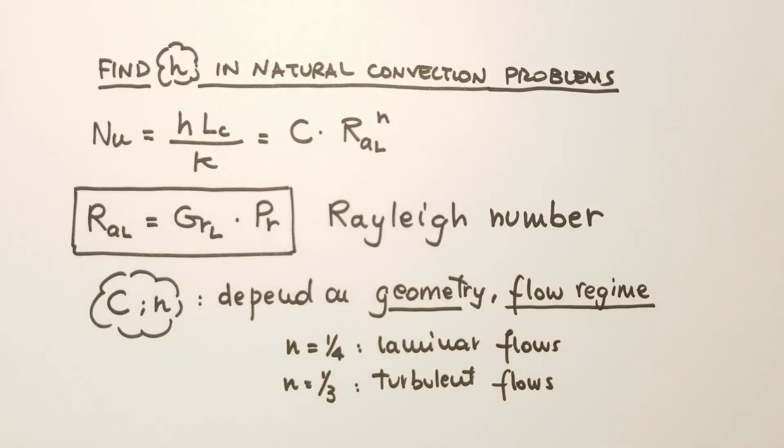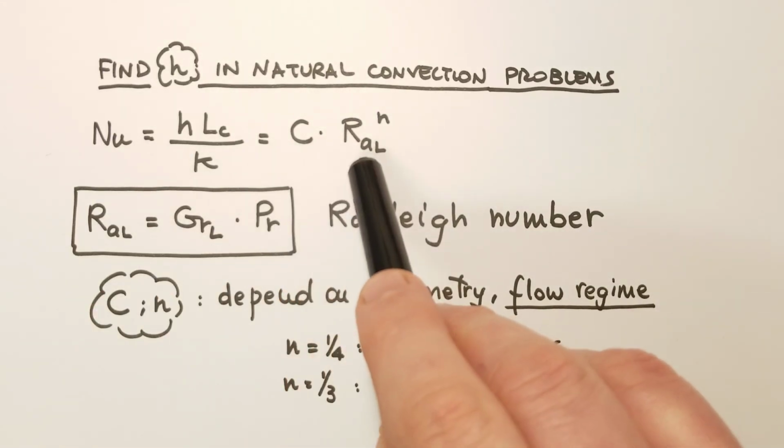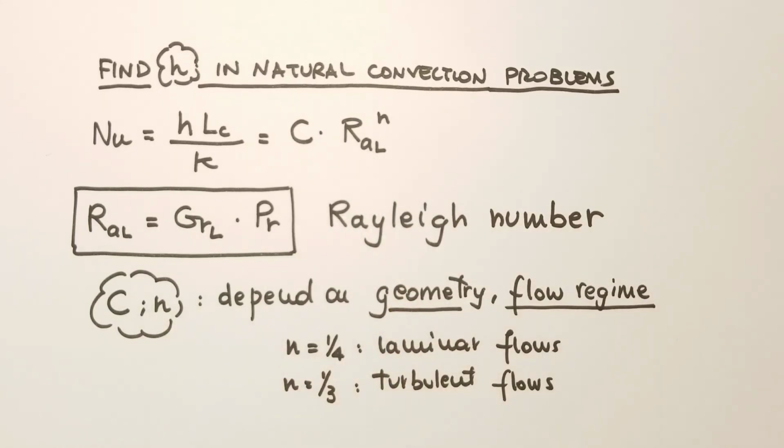And usually the correlations are expressed in a similar way to the forced convection ones. So the Nusselt number is equal to a constant C times the Rayleigh number to the n power. C and n depend on the geometry, on the flow regime, on the roughness, and on many other things. And in general, n is equal to 1/4 in laminar flows and to 1/3 in turbulent flows. So you can look in books for different correlations depending on the geometry, the flow regime, or the problem you have to solve.